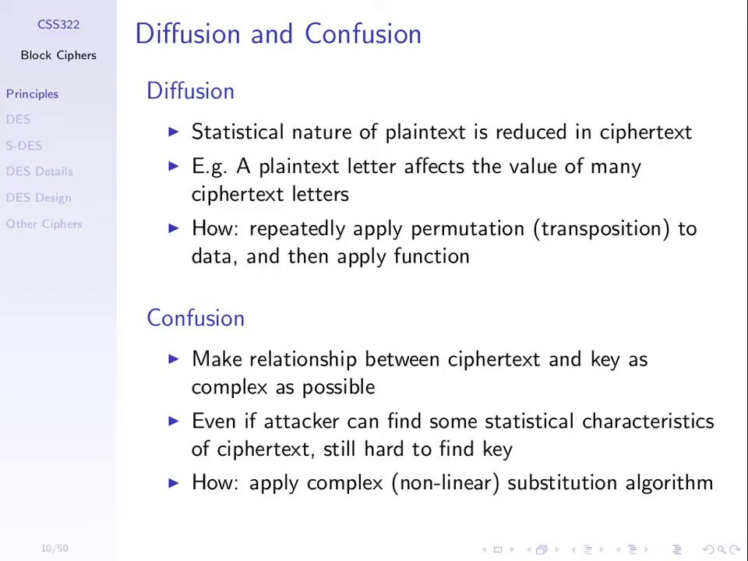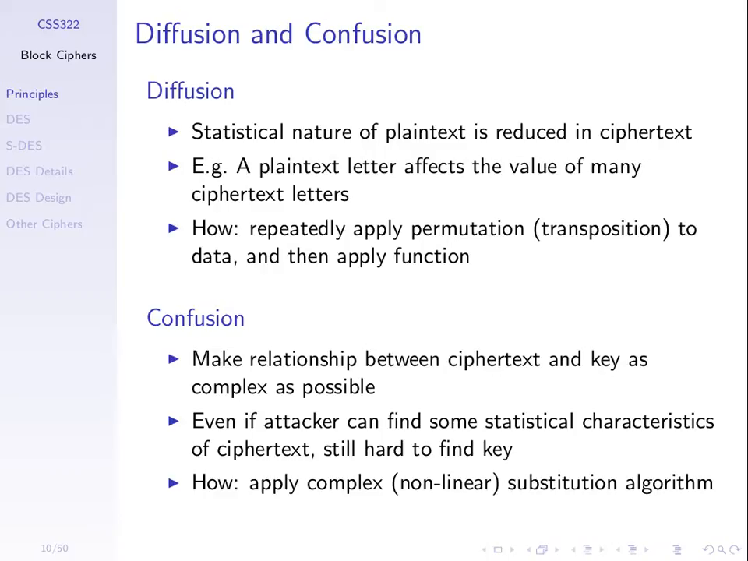The other part is confusion. Make the relationship between the ciphertext and the key complex, with the intention that even if there is some structure in the ciphertext, so the attacker can find some structure in the ciphertext, that is, some letters occur more frequently than others, it still should be hard to take that ciphertext and find the key. So if that's achieved, we've got confusion. So making it hard, given the ciphertext, to find the key. So make the relationship between them very complex.